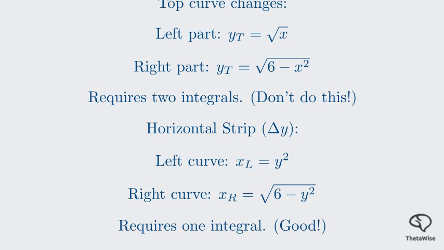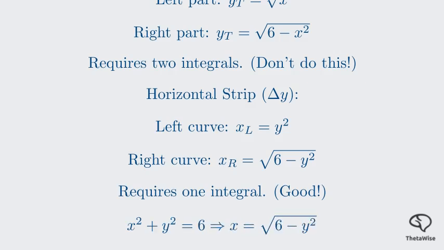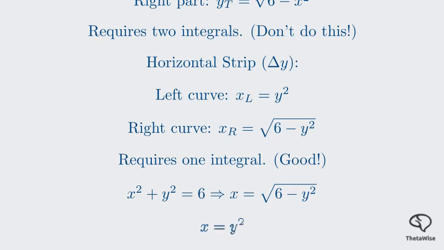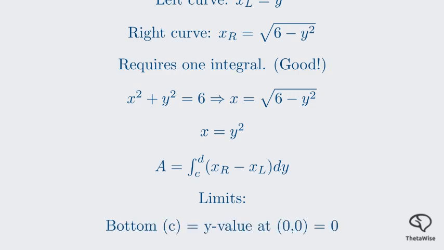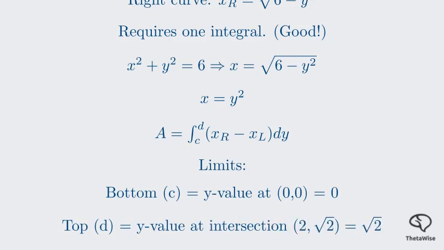Since we are using a horizontal strip, we must express the equations in terms of y. The circle equation x squared plus y squared equals 6 becomes x equals the square root of 6 minus y squared in the first quadrant. The parabola is already in the correct form, x equals y squared. Our formula is A equals the integral from c to d of x right minus x left with respect to y. The bottom limit c is the lowest y value of our area, which is at the origin, y equals 0. The top limit d is the highest y value, which is at our intersection point, y equals the square root of 2.